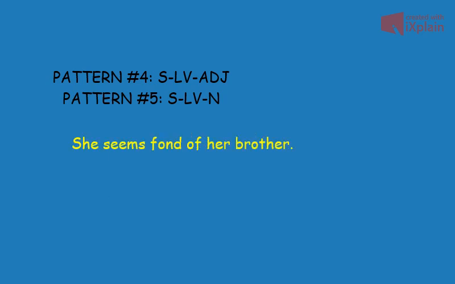She seems fond of her brother. We can replace seems with is. Once we determine that the verb is a linking verb, we just have to figure out if the sentence ends with an adjective or a noun to determine which pattern the sentence falls under, 4 or 5.